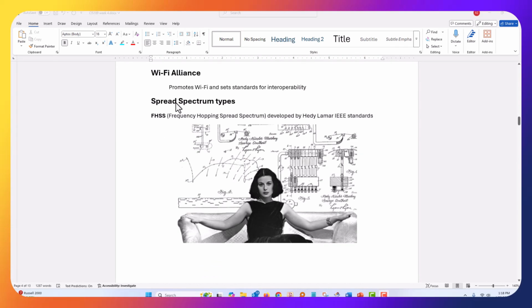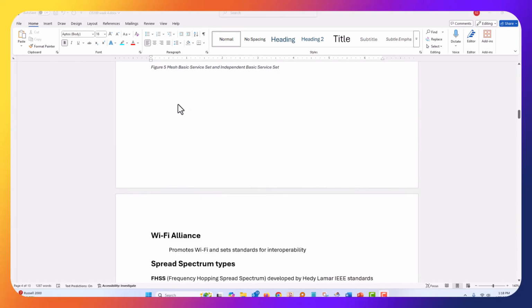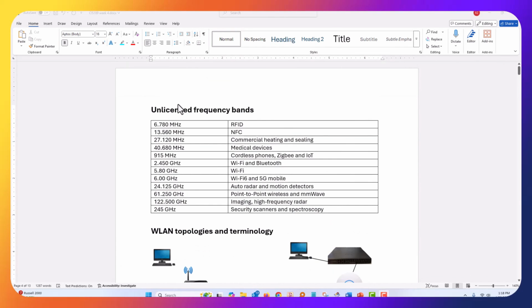Spread spectrum means, remember we said up here that these are not single bands. In other words, it's not just 5.80, it's 5.7 something to 5.8 something. There's a range that these are in. Well, that is a whole spectrum of frequencies. And so what we can do is take signals and spread them out across that spectrum. And we have different ways of doing that, and we're going to talk about those different ways of spreading these things out.